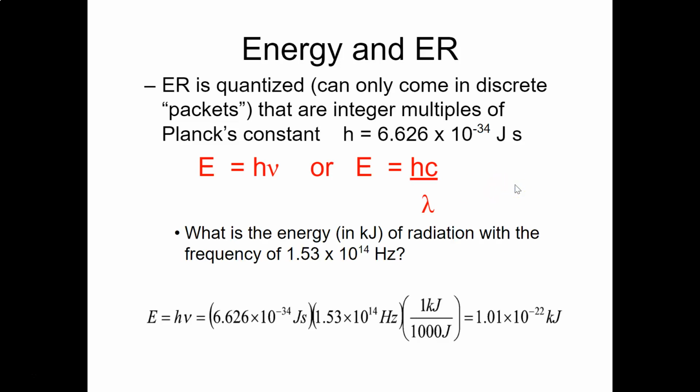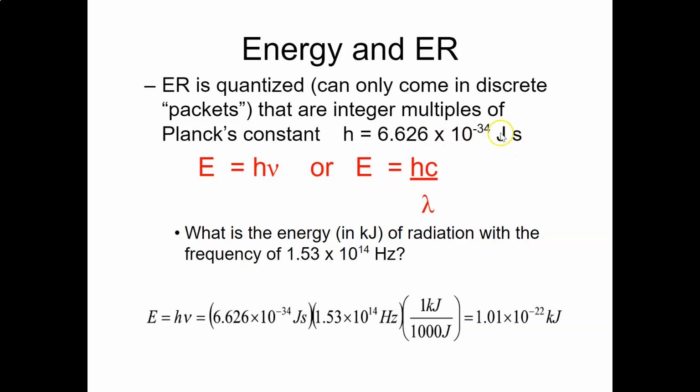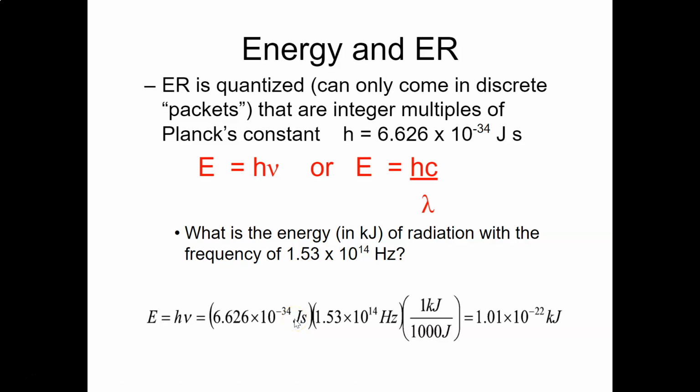So here's an example. What's the energy in kilojoules of radiation with a frequency of 1.53 times 10 to the 14 hertz? Well, you already see the answer there for you. Be careful about units. Remember that a hertz is per second, so second to the -1. Planck's constant is joules times seconds. So here, hertz and seconds will cancel out, but we're in joules.